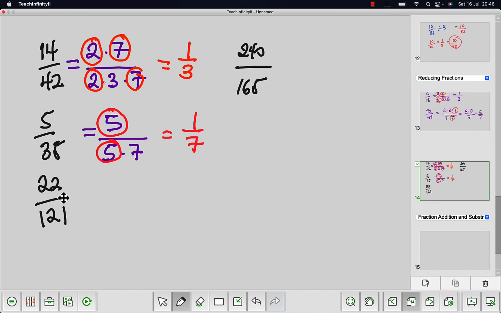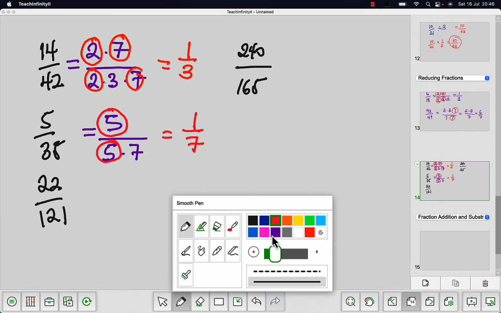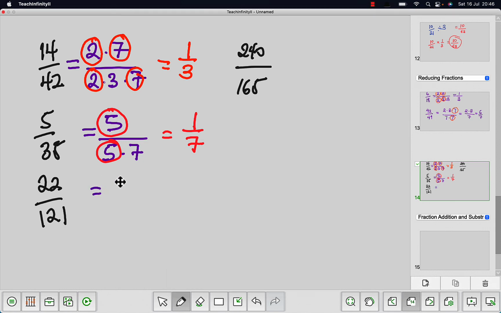And so let's look at 22 over 121. This 22 is an even number, so every even number is divisible by 2. So that's your first shot. So 2 times 11. This 121 is a perfect square, so remember this is 11 times 11 here.